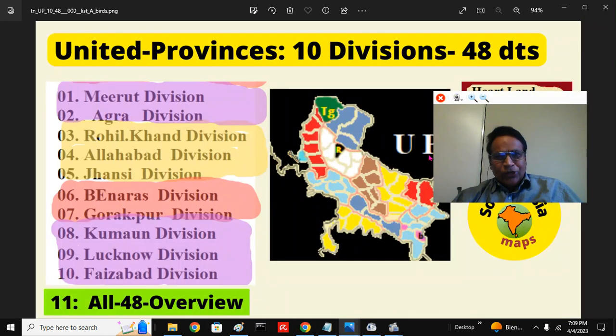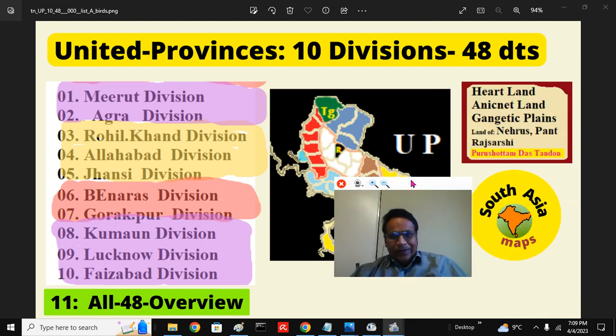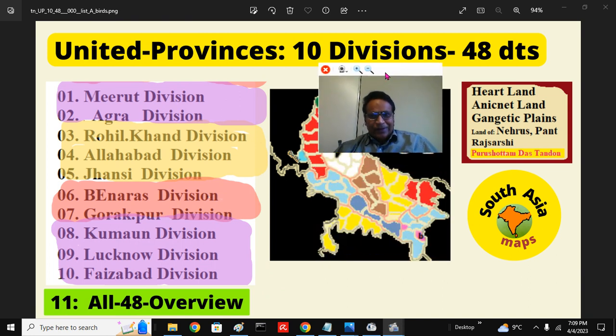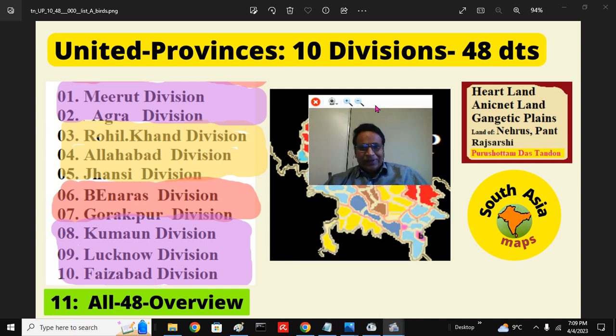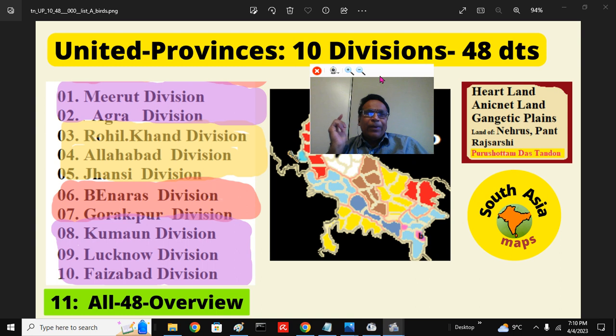This presentation we call United Provinces, 10 divisions, 48 districts. United Province is a very important province in Bharat, not only in Bharat but on the whole planet Earth. It is the heartland of Bharat. It is an ancient land. All the great mythologies, kingdoms and Janapadas were hosted in this province.